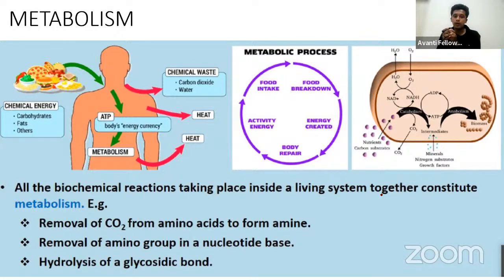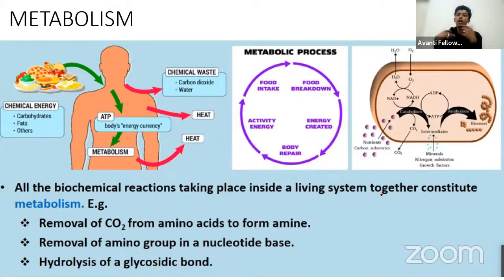In metabolism, say for example, if you talk about glucose, glucose is broken down into pyruvate. During that process you produce ATP, and you also produce carbon dioxide. In this case, you have used oxygen to break down glucose into pyruvate and gain energy. This is called catabolic reactions.